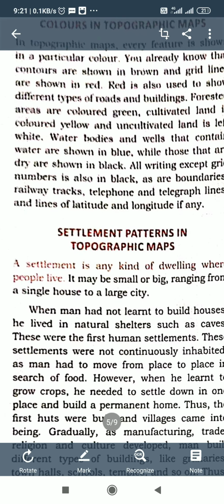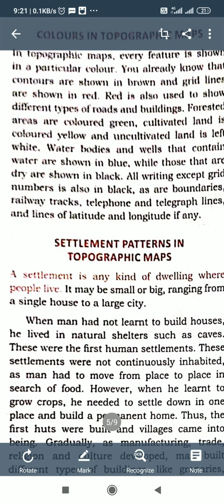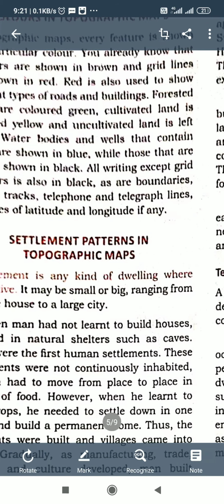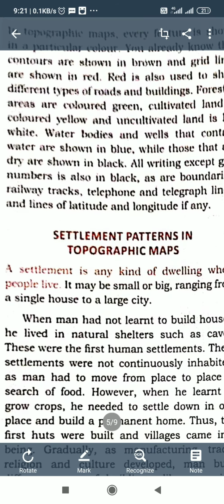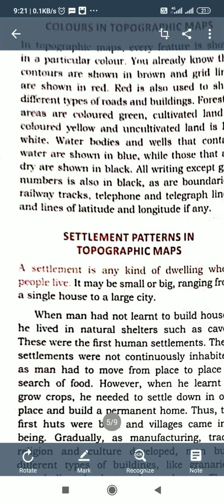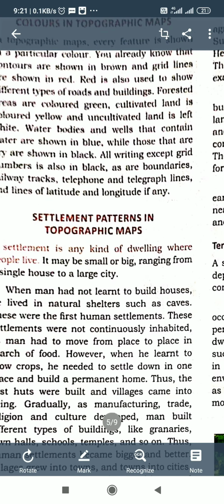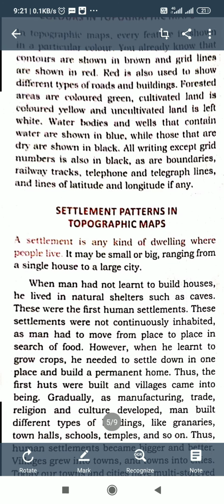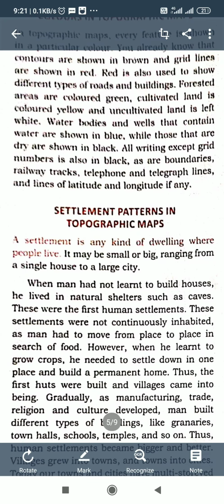Now today I am going to tell about settlement. What is settlement? Settlement is any kind of dwelling where people live. Settlement may be small or big, ranging from a single house to a large city.